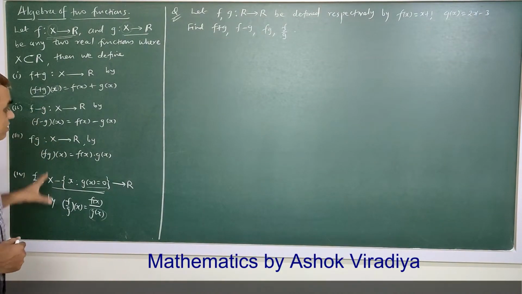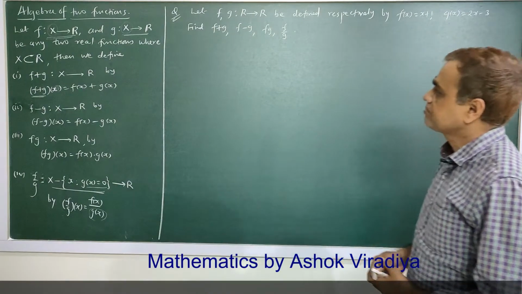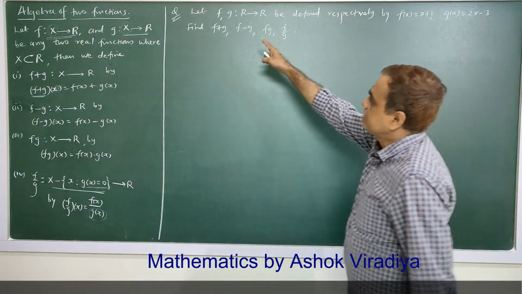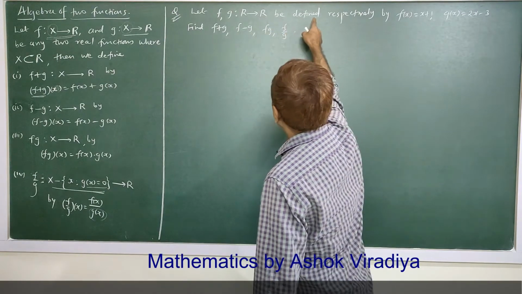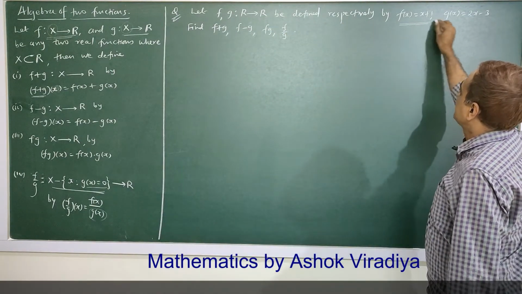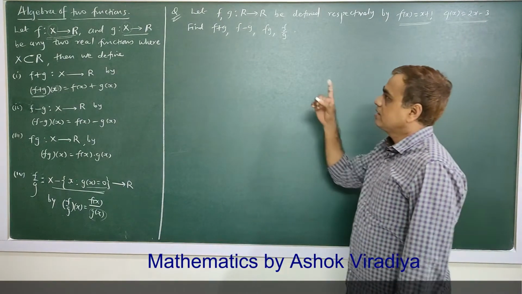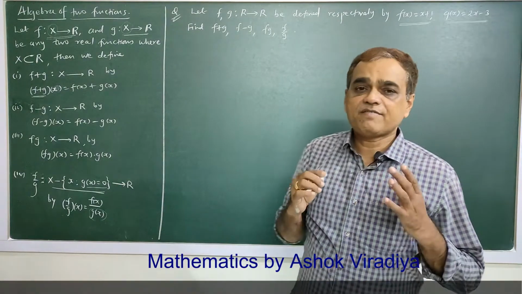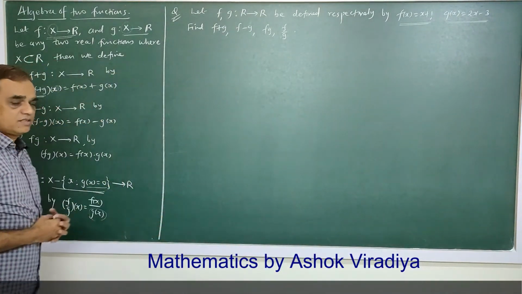Now a question based on this definition, algebra of two functions. Let f and g both be functions from R to R, defined respectively by f(x) is x plus 1 and g(x) is 2x minus 3. Find f plus g, f minus g, f into g and f upon g.